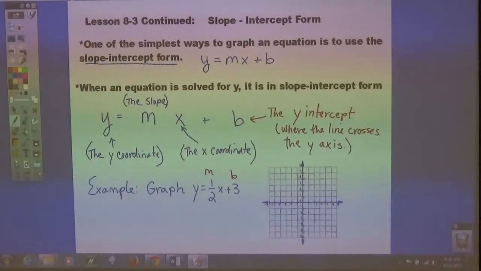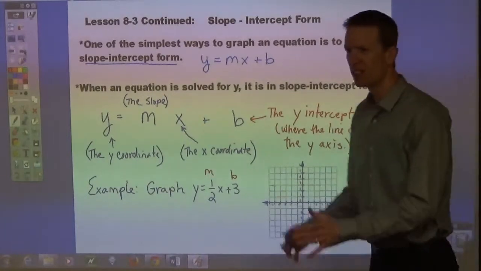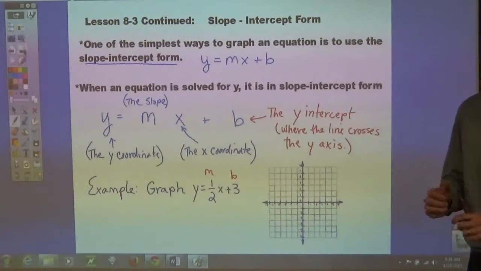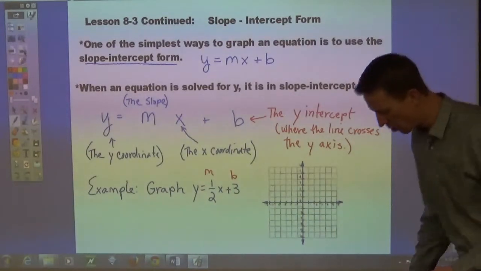Okay, 7th graders, we're going to continue with lesson 8.3 today. This is the second part of lesson 8.3. There's a lot in lesson 8.3. We talked about slope and finding slope.